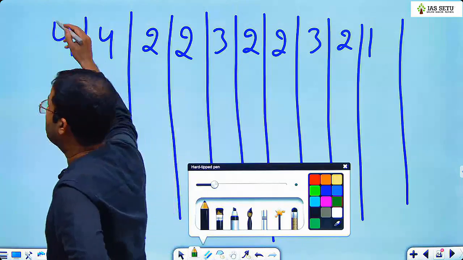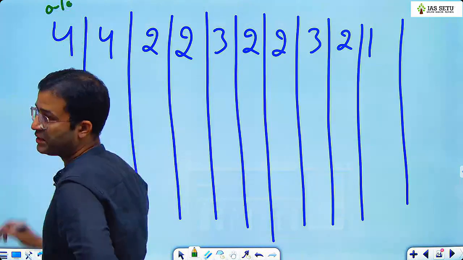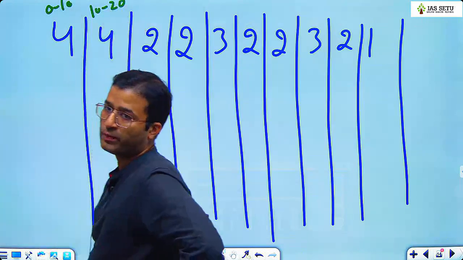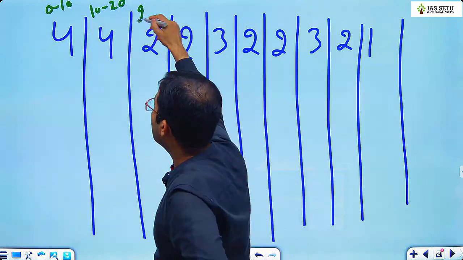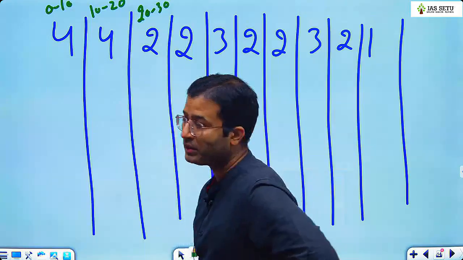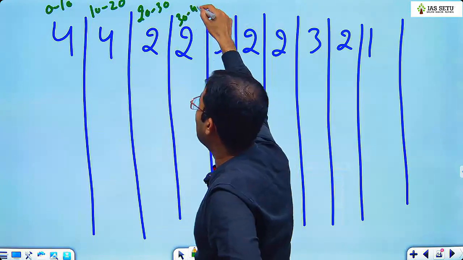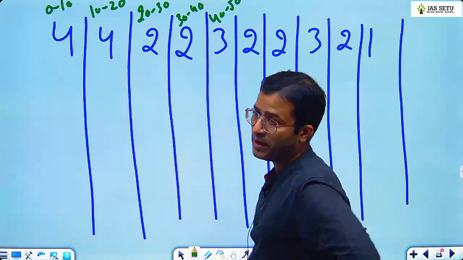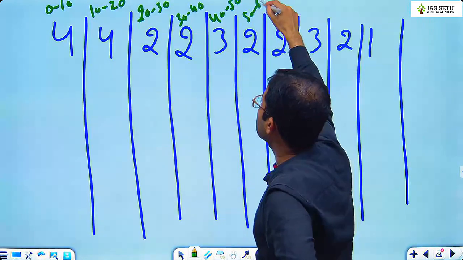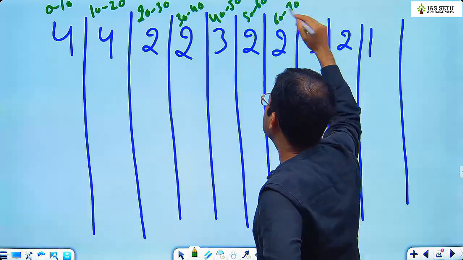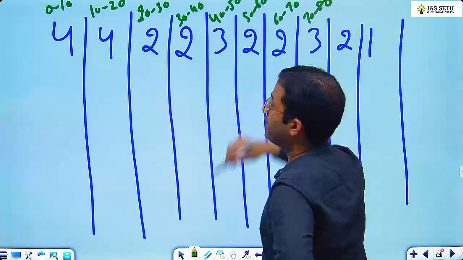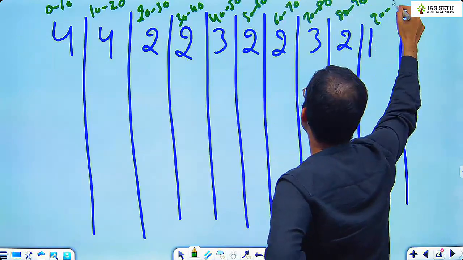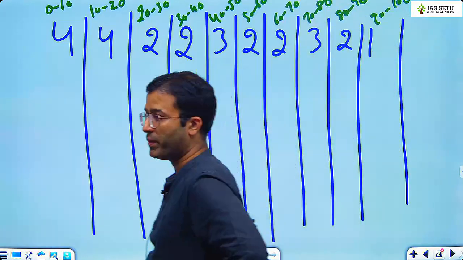It gives the range 0 to 10. 0 से 10 के बीच में there are 4 prime numbers. Between 10 and 20 there are 4 prime numbers. Between 20 and 30 there are 2 prime numbers. Between 30 and 40 there are 2 prime numbers. Between 40 and 50 there are 3 prime numbers. 50 and 60, 2 prime numbers. 60 and 70, 2 prime numbers. 70 and 80, 3 prime numbers. 80 से 90 के बीच में 2 prime numbers. 90 to 100 there is 1 prime number.